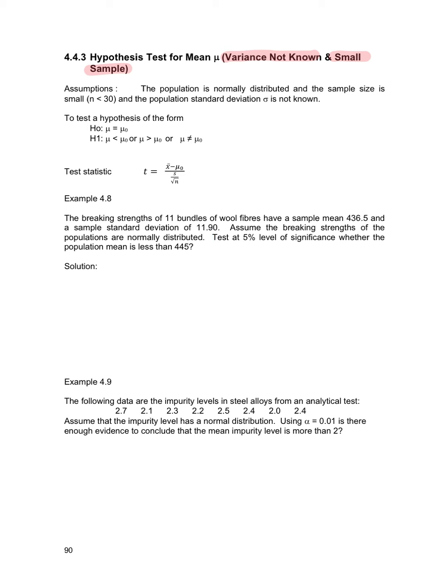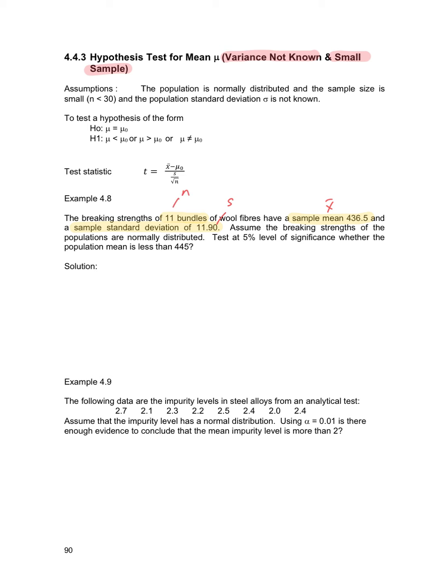Assume that the breaking strength of the population is normally distributed. Test at 5% level of significance whether the population mean is less than 445. Okay, so we have information on n here. N equals 11. And then the sample mean is x bar. So this is the x bar value. And this one is the sample standard deviation, so this one is S.